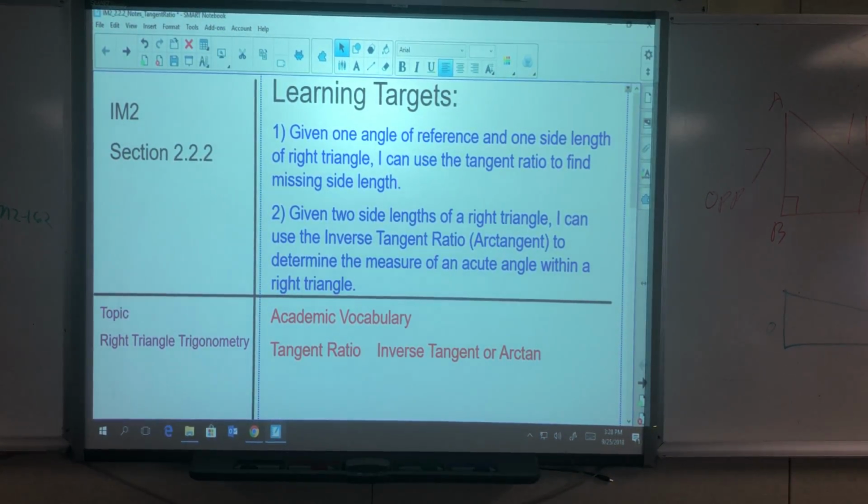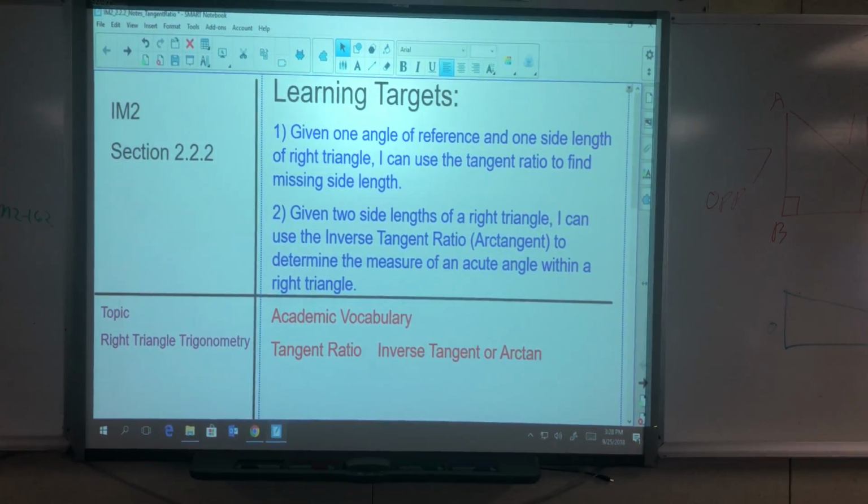These are your integrated math 2.2.2 notes. Please write down the topic is right triangle trigonometry. Please write down the learning targets.